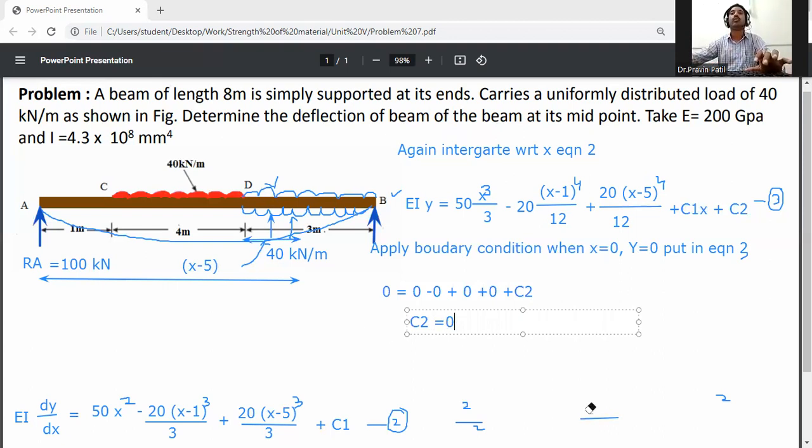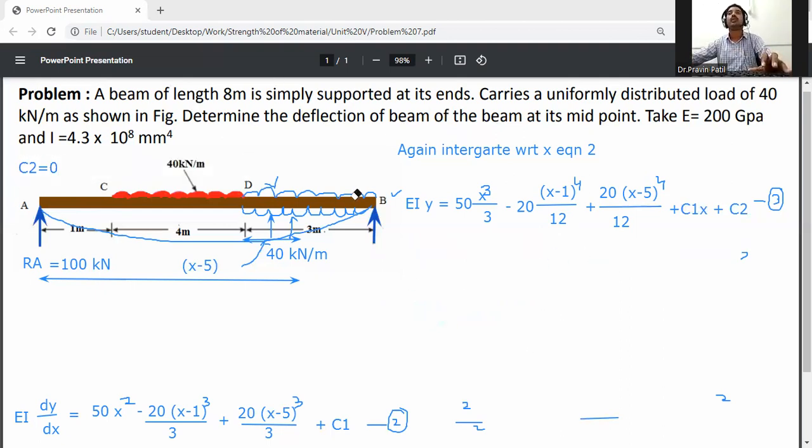So apply second boundary condition. Okay, so I will note down here, C2 is equal to 0. Okay, so second boundary condition now.